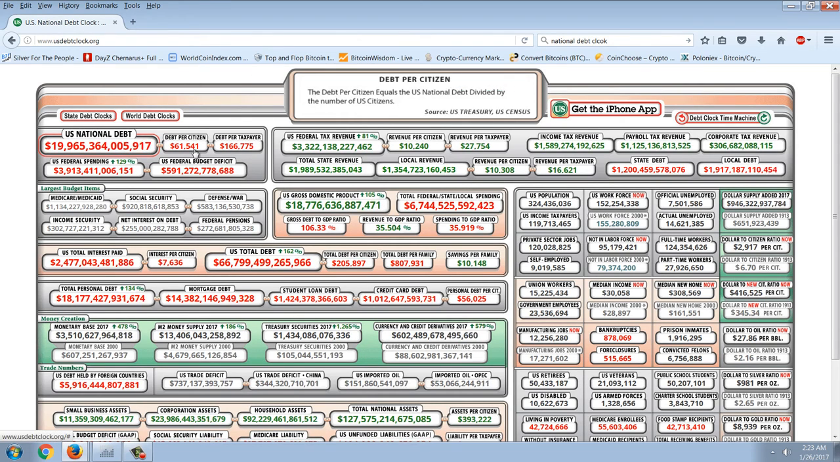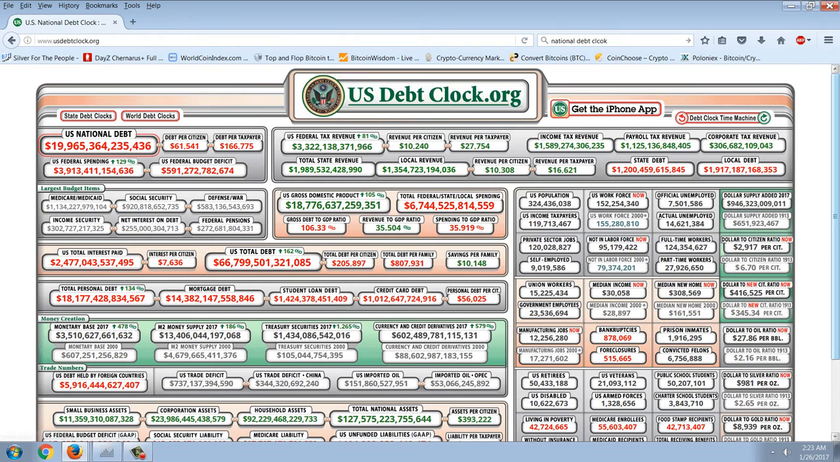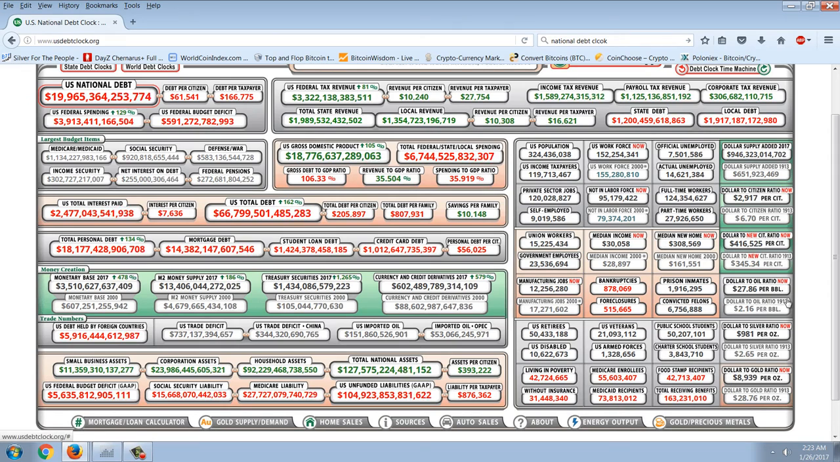The first one is this number right here, debt per citizen, debt per taxpayer. The fact that you have $61,000 in debt per citizen, but $166,000 per taxpayer, ought to tell you something right there. That's telling you that for every three citizens that you have here, you have one paying taxes. It's very bad.